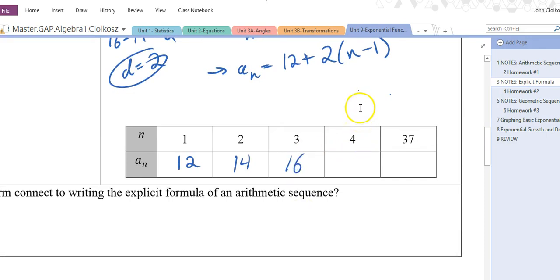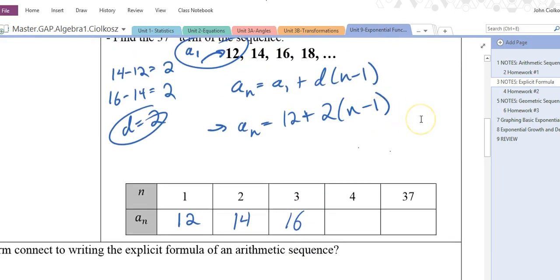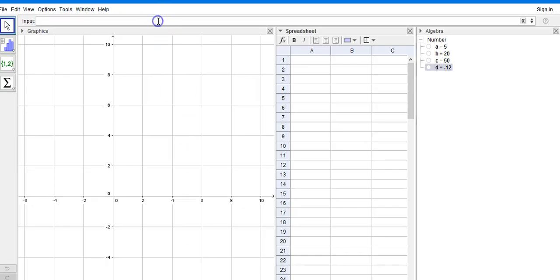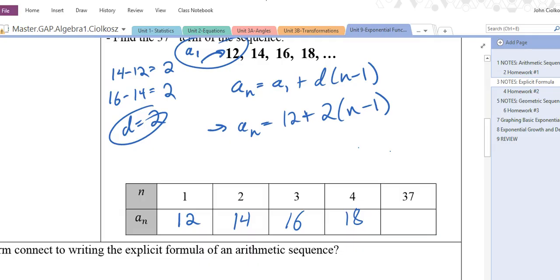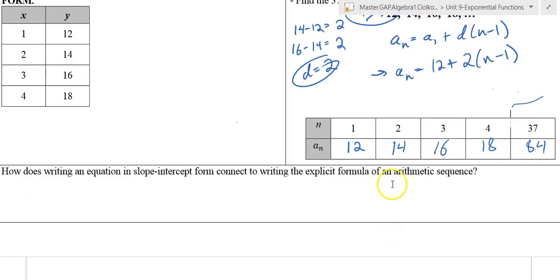Plugging in 4 for n, that would be 18. And for 37, let's go ahead and do 12 plus 2, parenthesis, 37 minus 1. So 12 plus 2, parenthesis, 37 minus 1 jumps all the way up to 84. So again, plugging in should look familiar from before. We'll go ahead and skip over this part.